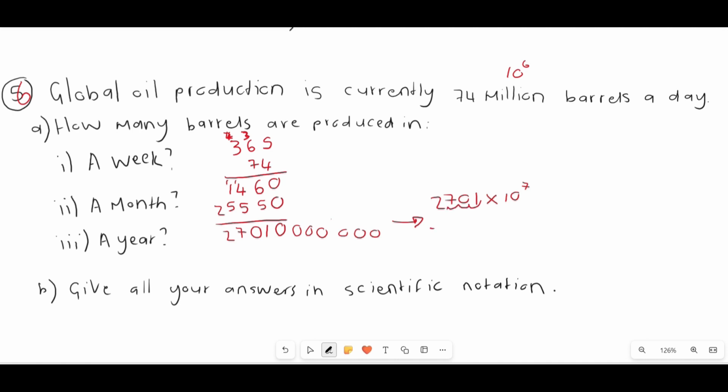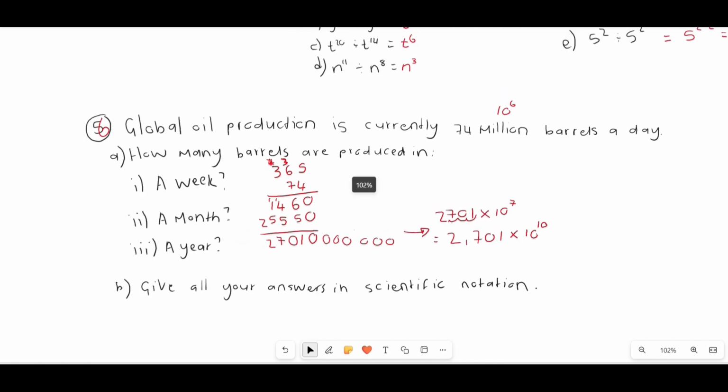So now it will become 2 comma 7, 0, 1 times 10 to the power of, how many spaces did we move back? 1, 2, 3. So 7 plus 3 is 10. So that has been the introduction of exponents.